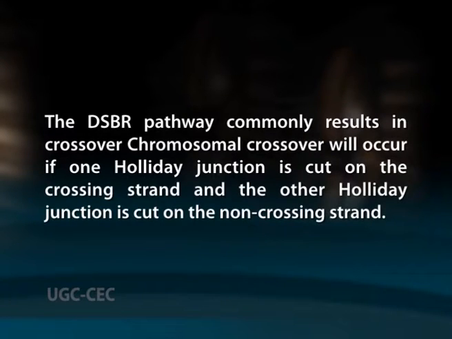After ligation of the newly synthesized DNA to the resected 5' strands, an intermediate containing two Holliday junctions is formed. Resolution of this joint molecule and mismatch repair results in crossover or non-crossover products depending on how the double Holliday junction is cut. The DSBR pathway commonly results in crossover. Chromosomal crossover will occur if one Holliday junction is cut on the crossing strand and the other Holliday junction is cut on the non-crossing strand.